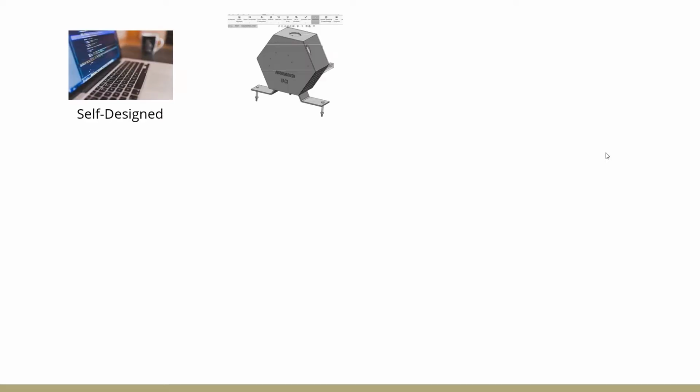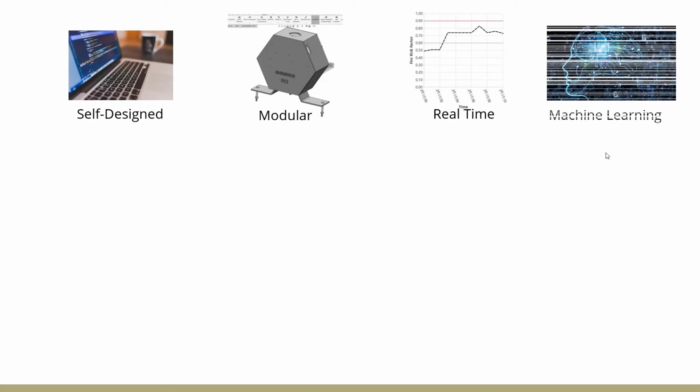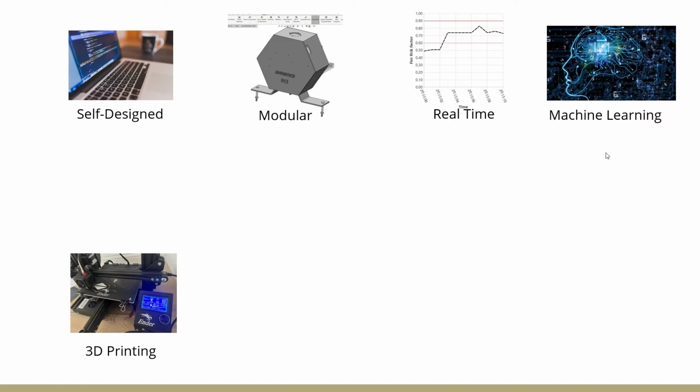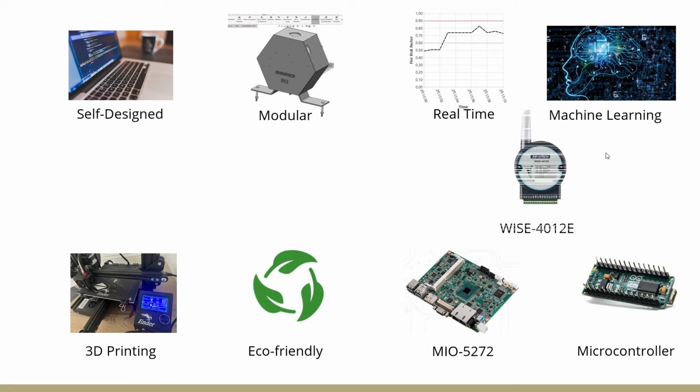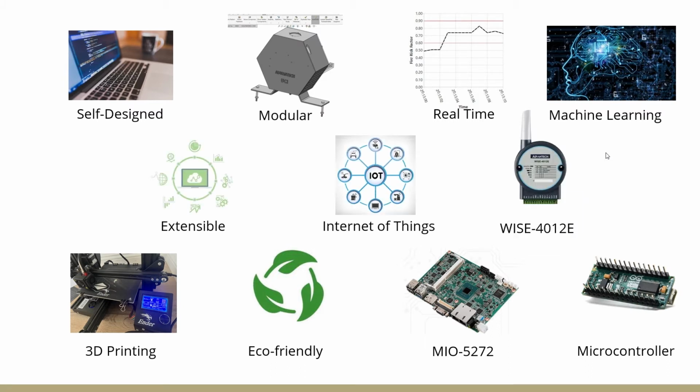About our features, we have self-designed applications and models. We use eco-friendly 3D printing materials, and we use many powerful devices. Of course, the most important feature of our project is that it is a comprehensive Internet of Things system.